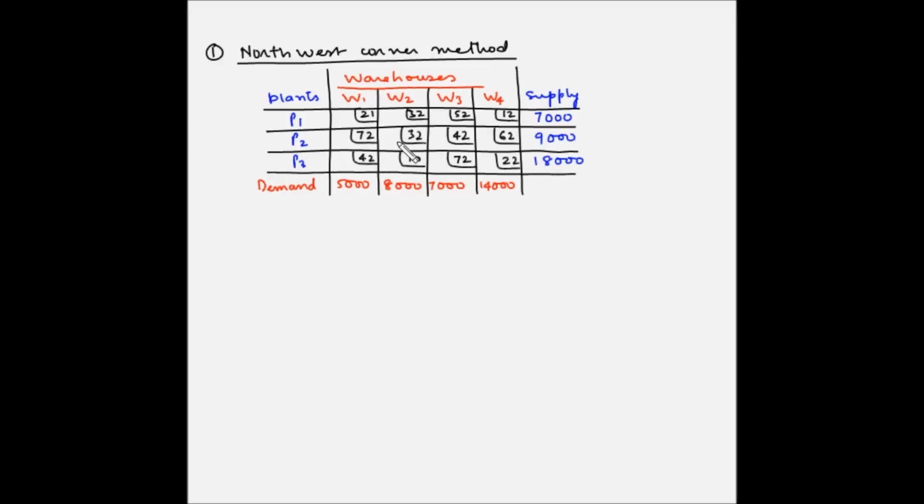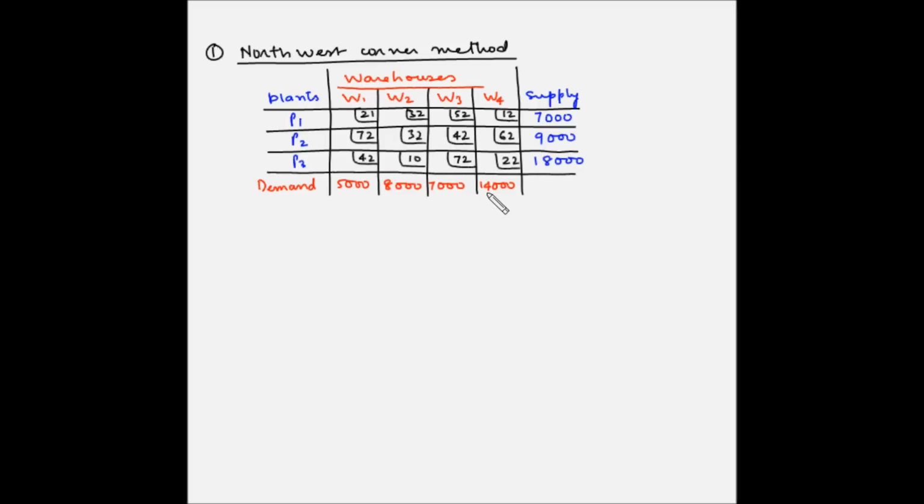Now a check needs to be done to find out if the total supply and demand are equal. If yes, the problem is said to be balanced, and if not, then we have to add a dummy origin or destination to balance the supply and demand. So let's first add the supply. So 18 plus 9 is 27, and 27 plus 7 is 34. So the total of supply is 34,000.